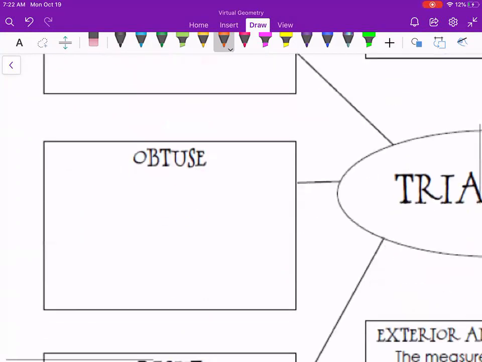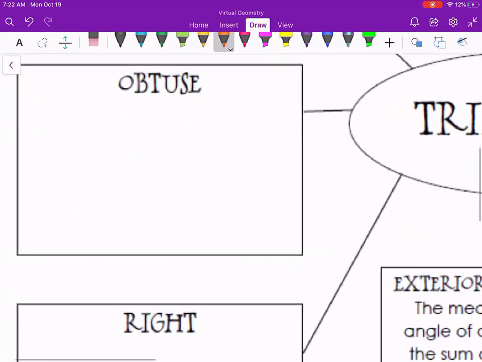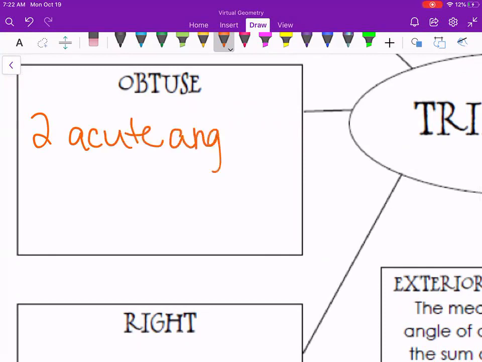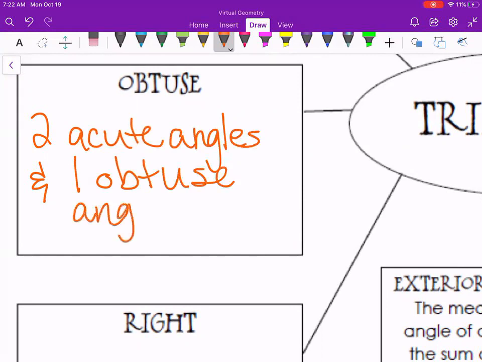Now, we also have what's called an obtuse triangle. So in this case, we have two acute angles and one obtuse angle. And that's what gives us an obtuse triangle because of that one obtuse angle. So one obtuse is extremely important here.